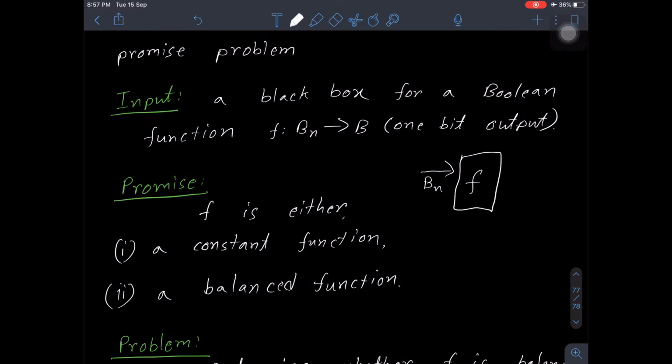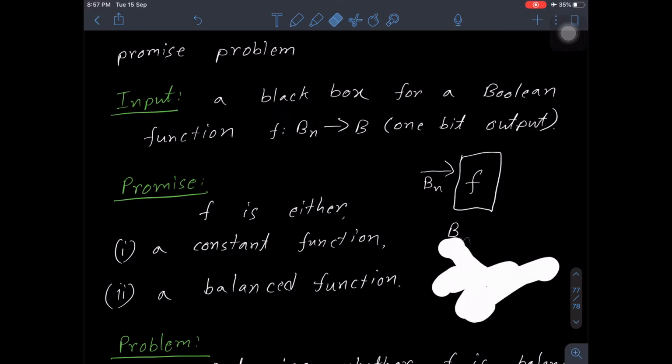You give it some binary string in Bn, where Bn means that you have n bits in the string. If you consider B2, then you will have 00, 01, 10, or 11, any of these four. One more thing to understand here is how many elements you have in Bn. For the first bit you have 2 choices, for the second bit you have 2, and it goes on for n bits. So you have 2 to the power n elements in Bn. This is the thing you have to keep in mind.